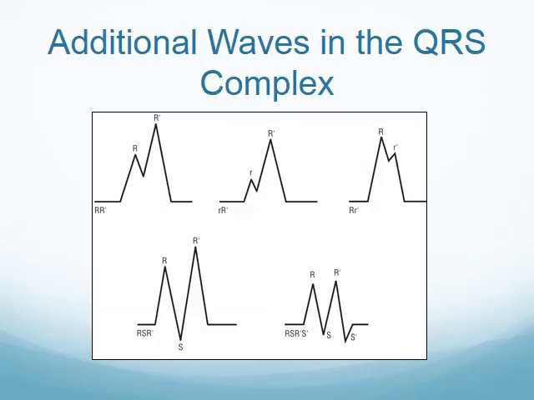This is an RSR prime complex down here on the left, and then an RSR S prime complex here. Basically, if you look at these, in the representation of the name, the wave that's smaller has the lowercase letter, and the larger wave has the uppercase letter. We'll talk about these two down on the bottom a little later. Hopefully this will make sense after.